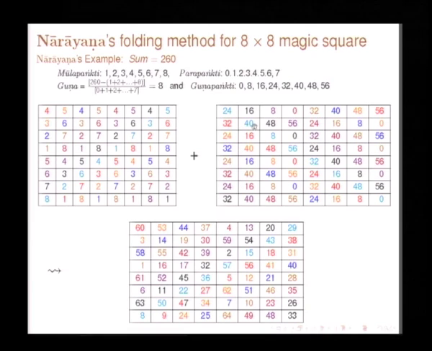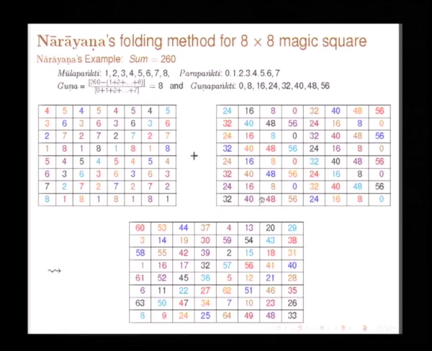Here you have to divide vertically into half. Then you place 0, 8, 16, 24, 32, 40, 48, 56 here, the same way, and then here the same way. So, this half is filled. You have to do the other way around, clockwise here, 0, 8.